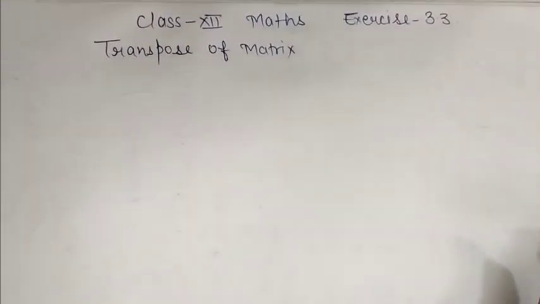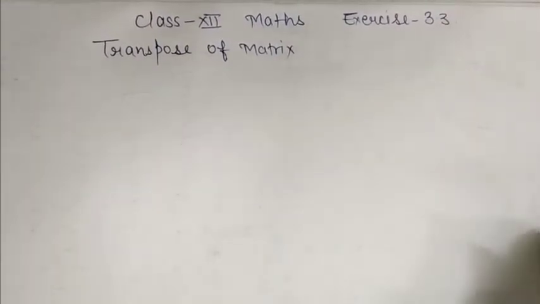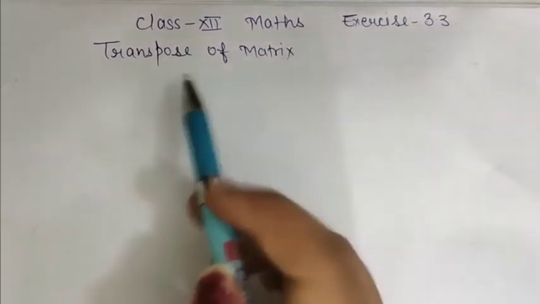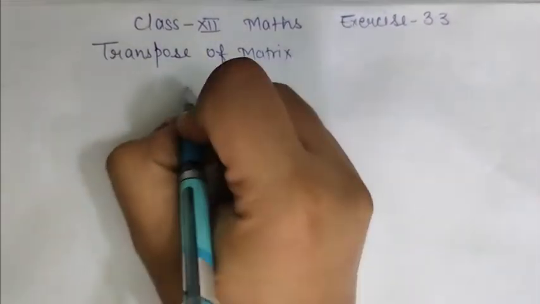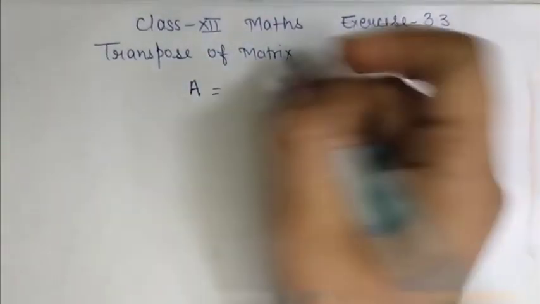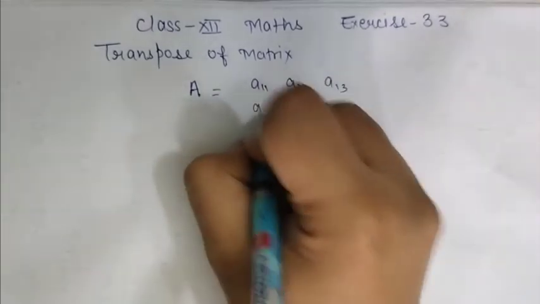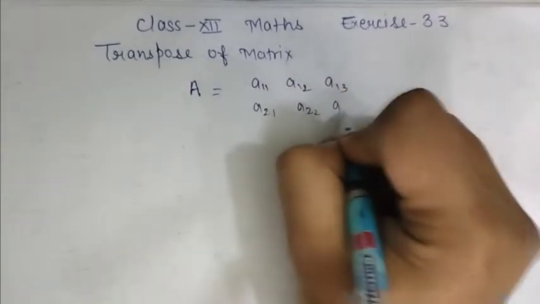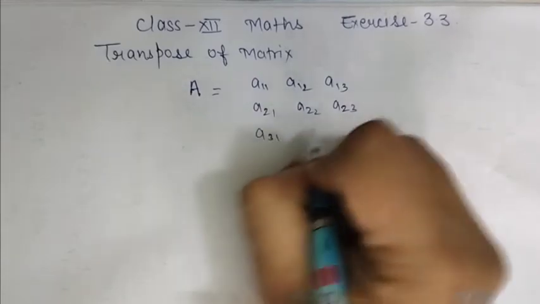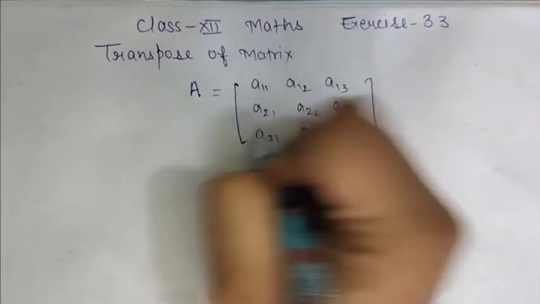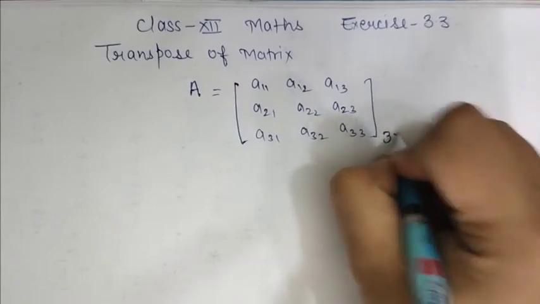Good morning everyone. Today we are going to solve exercise 3.3, but before this we are going to study the transpose of a matrix. Transpose means suppose we have a matrix A that can be written as A11, A12, A13, A21, A22 and A23, and we have A31, A32 and A33. Okay, this is our matrix which is of order 3 into 3, right?